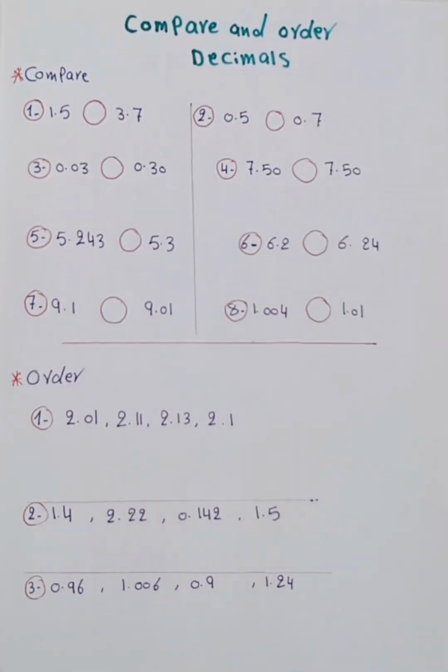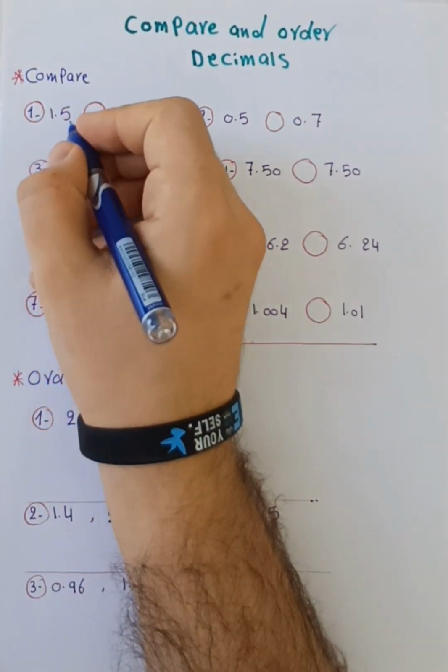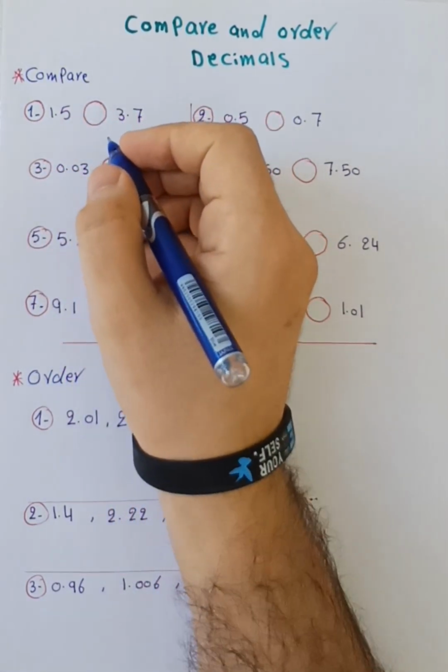Hello dear students, in this lesson I'm going to talk about comparing and ordering decimals. The first part of this lesson is how to compare decimal numbers. Example number one, you have 1.5 and 3.7.